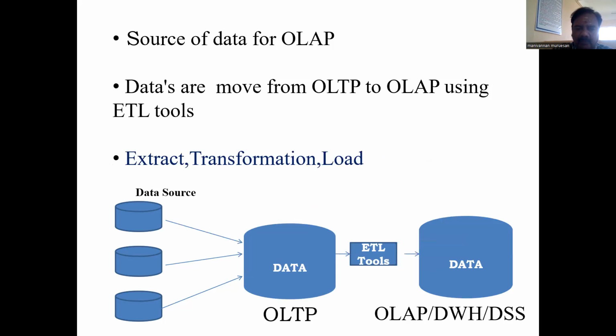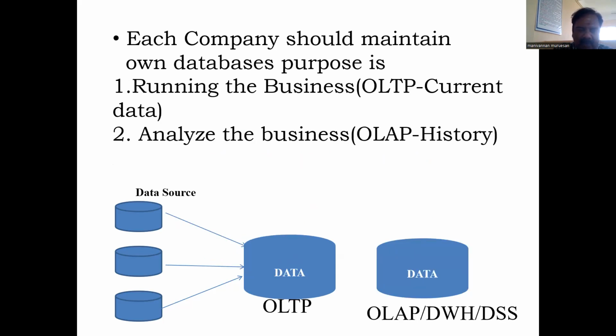Look at this diagram. Data are moved from the OLTP to OLAP using ETL tools. Looking at the previous diagram, we gather the information from the different locations, and this data is stored as the OLTP. That OLTP is stored into the OLAP server, or data warehouse server. Each company maintains its own databases: one is for running the business, OLTP, current data. The other is for analyzing the business, OLAP, history of data.